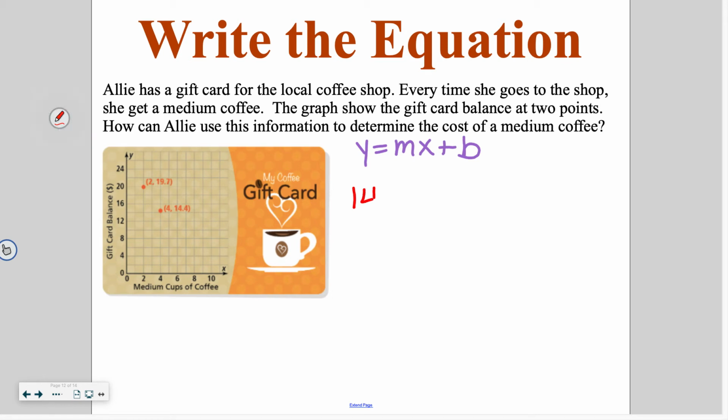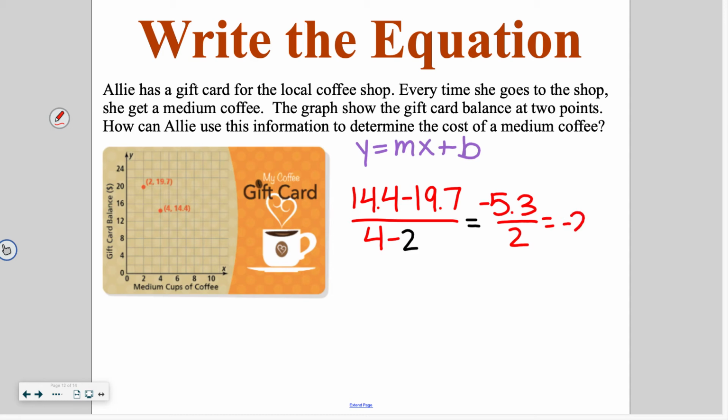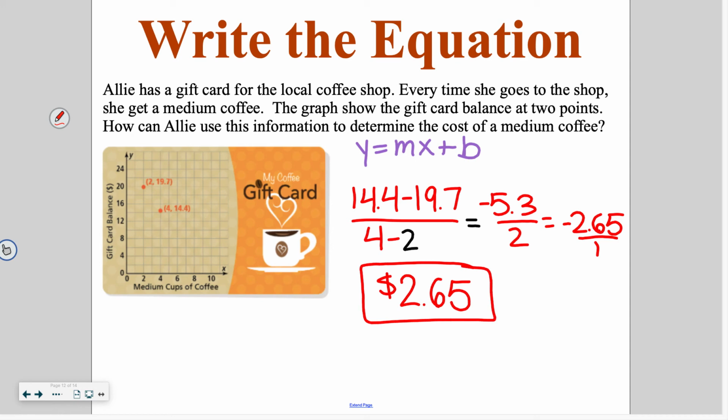So our second y minus our first y, y2 minus y1, over x2 minus x1. And when I do that subtraction, I'm going to get -5.3 over 2, which can be reduced to -2.65 over 1. This means that for every medium coffee she buys, it's going to cost her $2.65. That's how much she's going down by every time, so that's the cost of her coffee.